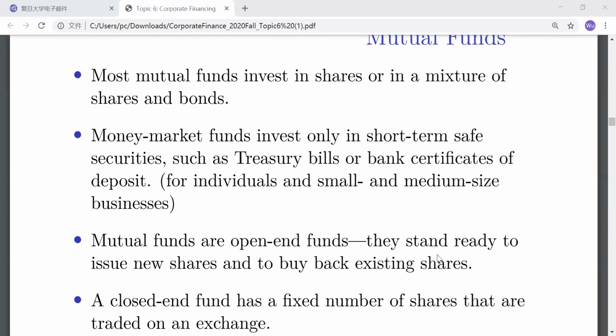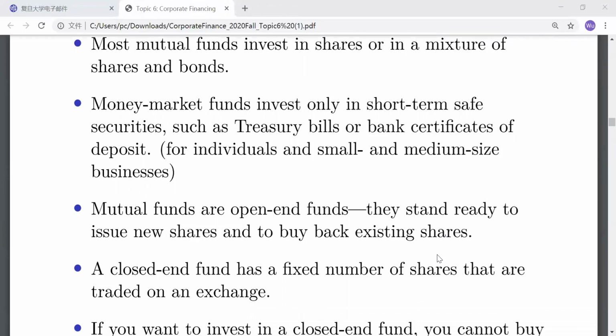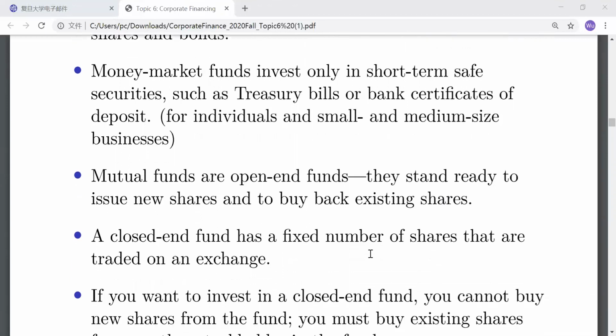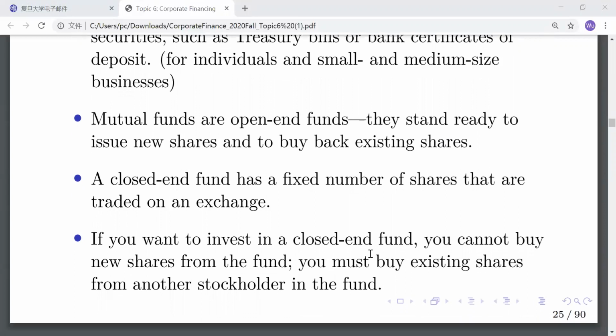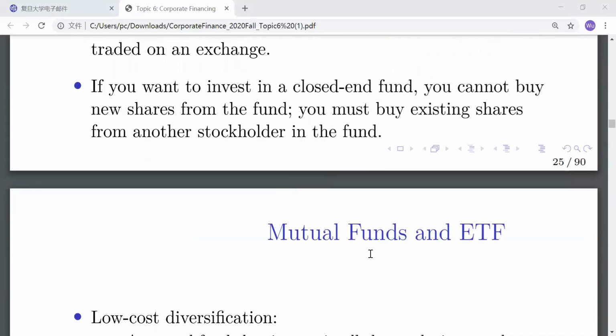Because it's quite safe. And mutual funds are open-ended funds, which means that they stand ready to issue new shares and to buy back existing shares, right? In contrast, you can have a closed-end fund, right? A closed-end fund has a fixed number of shares that are traded on the exchange. So if you want to invest in a closed-end fund, you cannot buy new shares from the fund. You must buy existing shares from another shareholder of the fund, right? Because the number of shares is fixed.